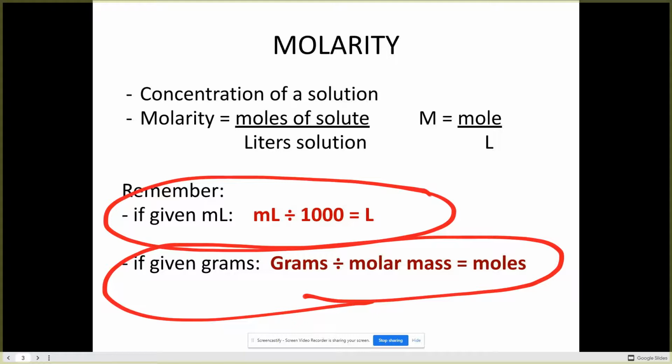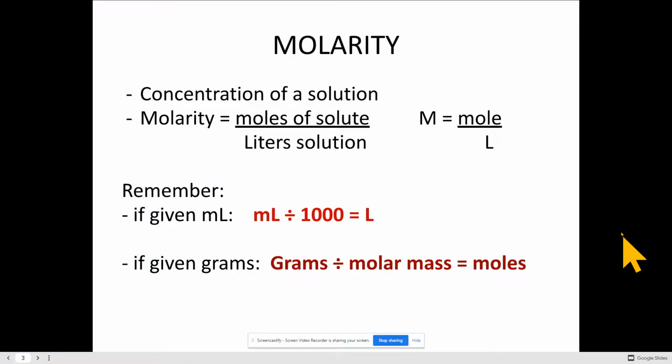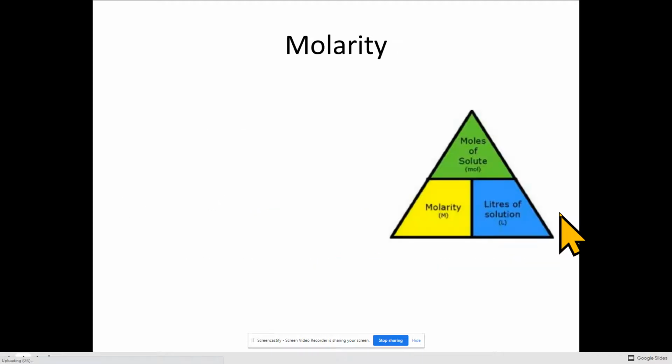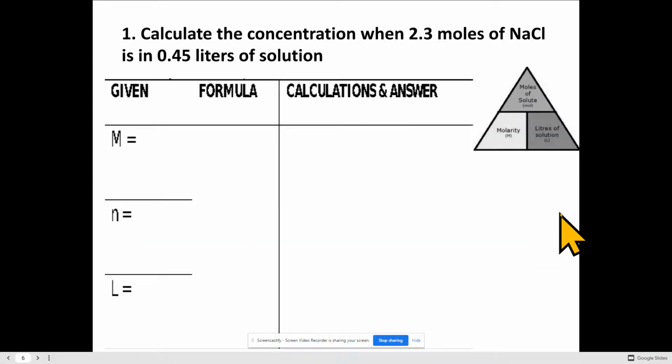All right. So let's try out a few problems applying this formula. Make sure you focus your attention very clearly so you know exactly what to do. All right. So let's look at this first problem. Calculate the concentration when 2.3 moles of NaCl is in 0.045 liters of solution.